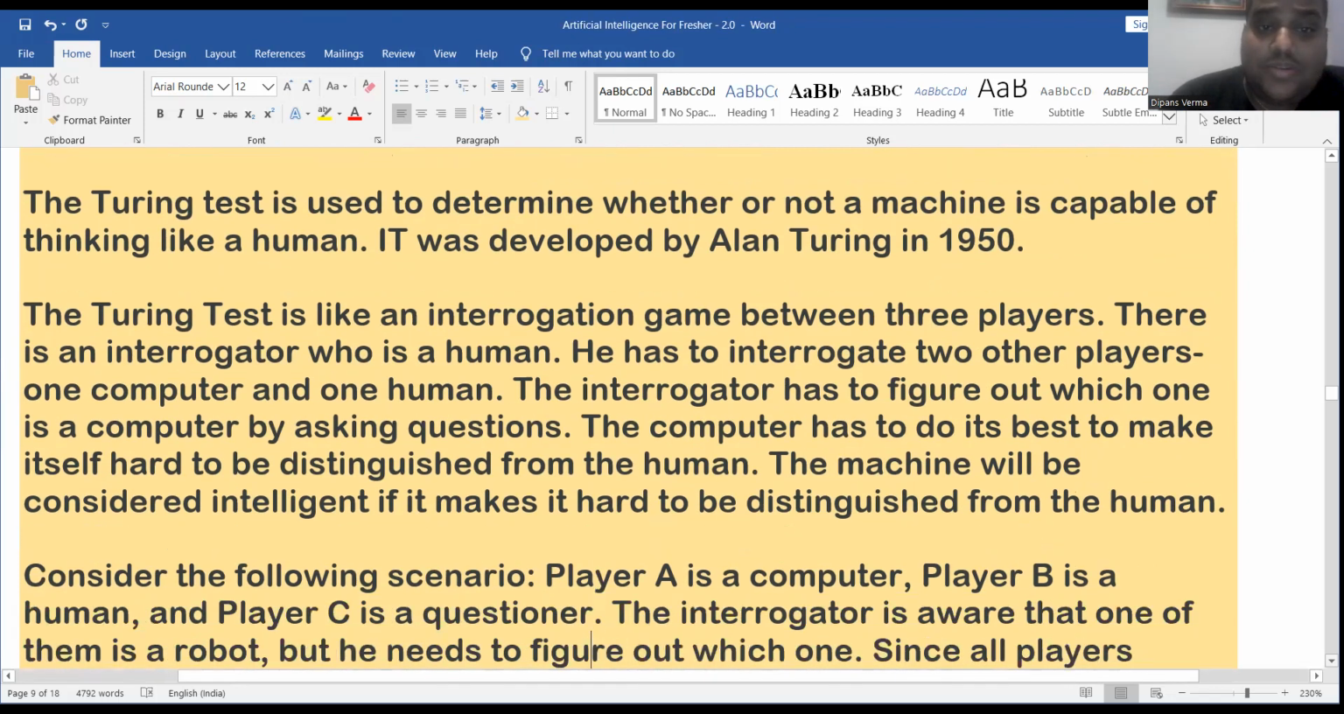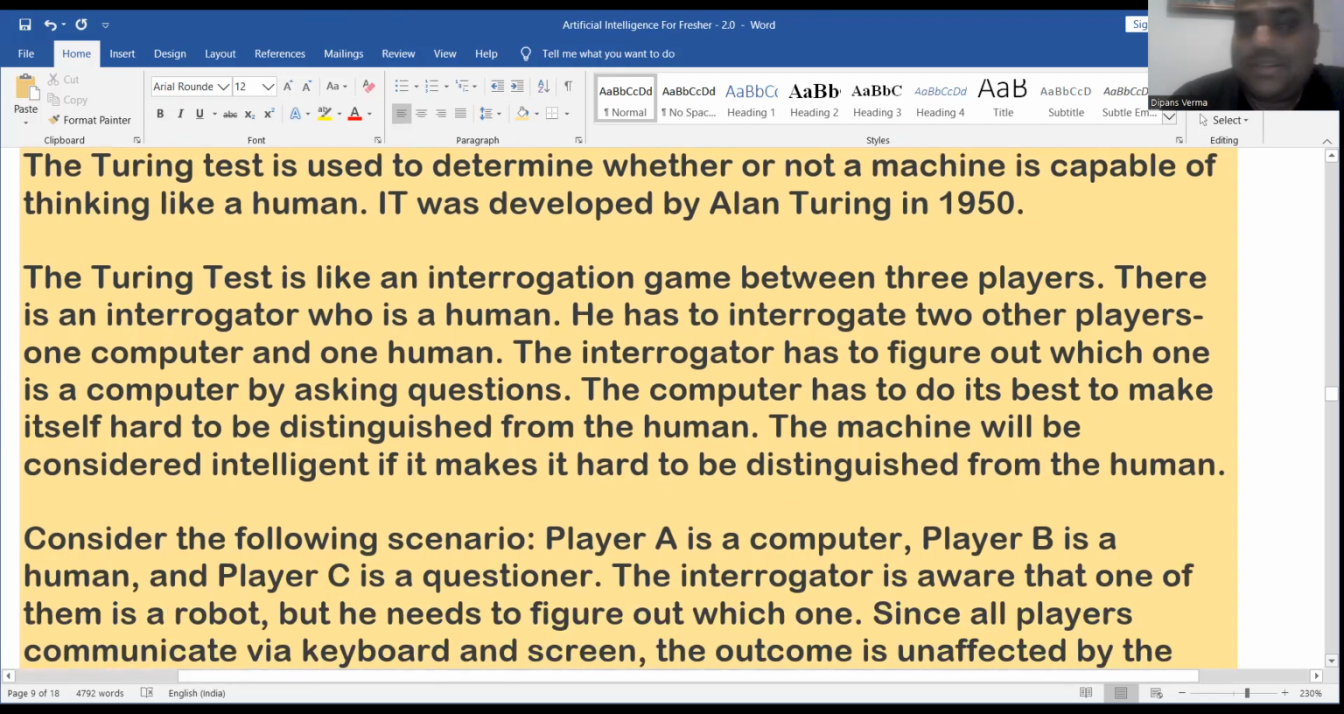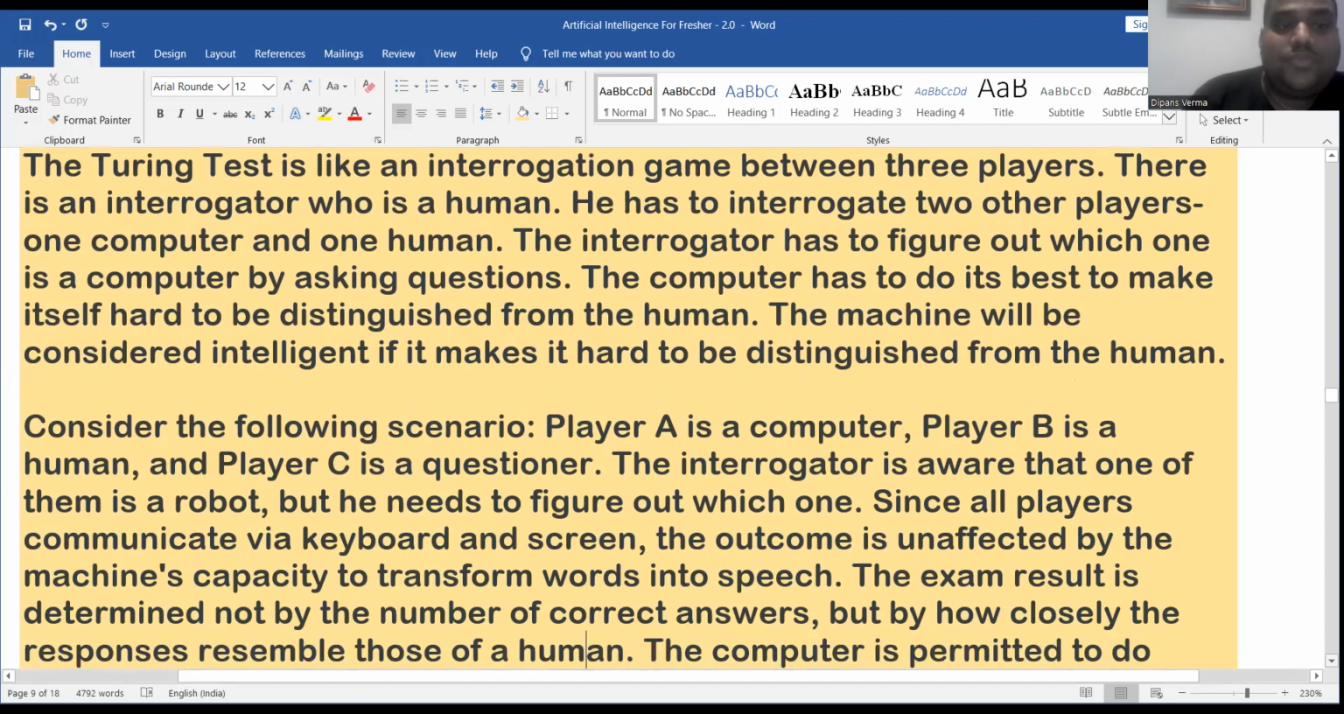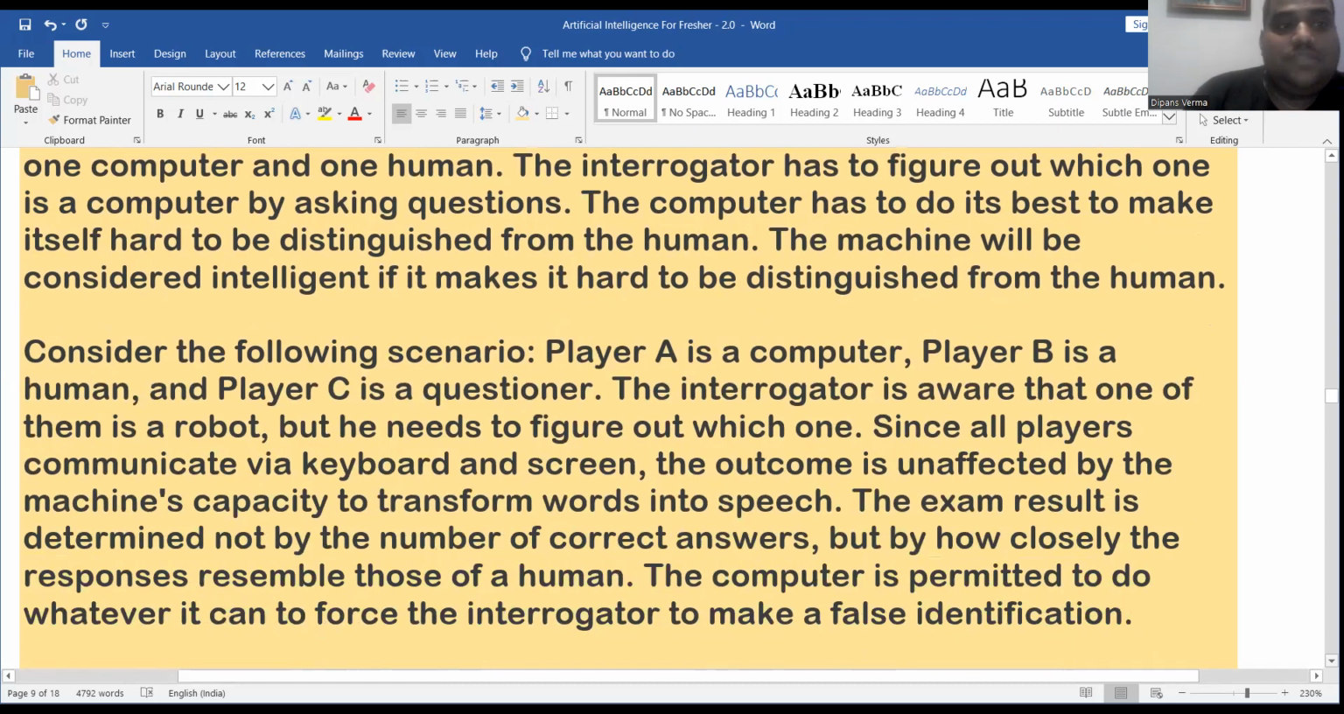The Turing test is like an interrogation game between three players. There is an interrogator who is a human. He has to interrogate two players, one computer and one human. The interrogator has to figure out which one is the computer by asking questions. The computer has to do its best to make itself hard to distinguish from the human. The machine will be considered intelligent if it makes it hard to distinguish from the human.